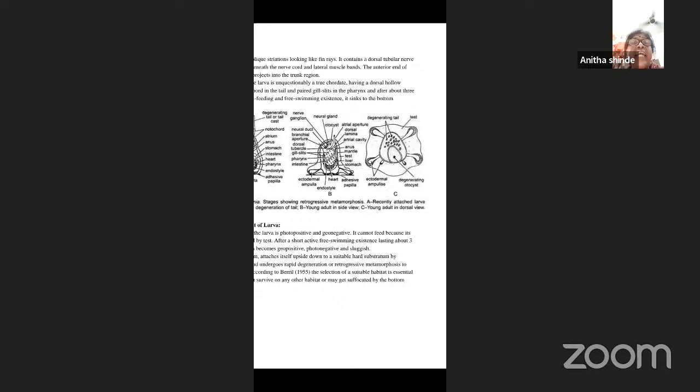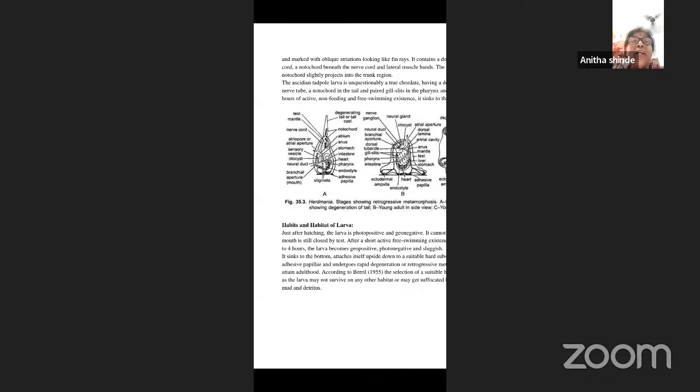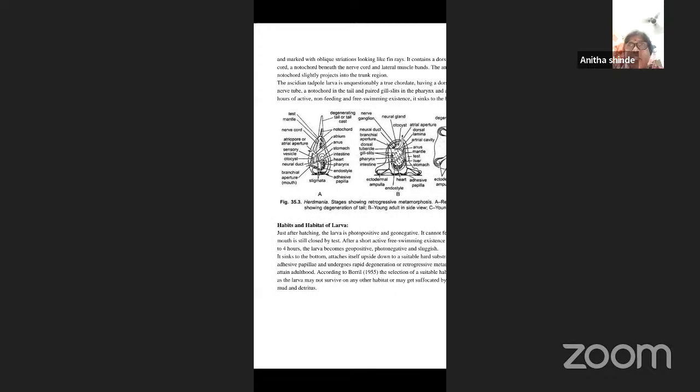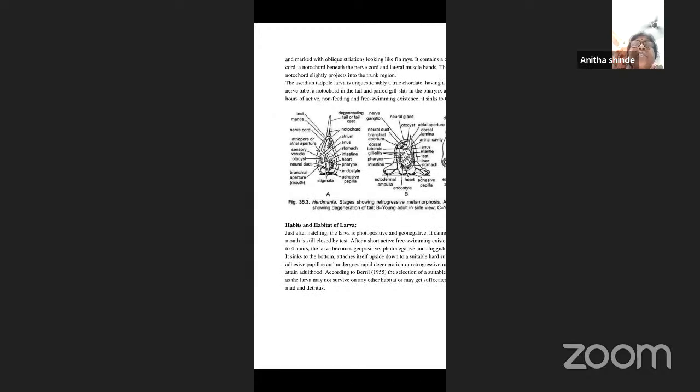Next, the anterior end of the notochord projects into the trunk region. So the ascidian tadpole larva is a true chordate, having a dorsal hollow neural tube, a notochord in the tail, and paired gill slits in the pharynx. After about 3 hours of active non-feeding, free-swimming existence, it sinks to the bottom, the bottom of the water, and later on it develops into the adult. So this is about the tadpole larva of Herdmania.